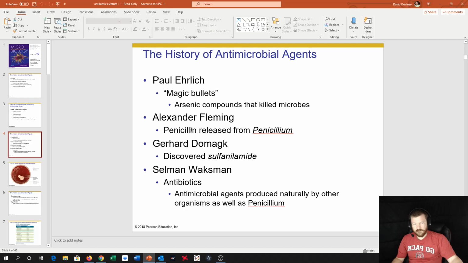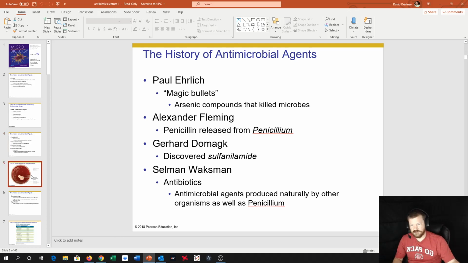Fleming was the first to notice that penicillin was released from the fungi Penicillium, and I'll show you a slide on that next. It was kind of accidental. It's what happens when you get a little contamination in the lab, but you also make really good observations. Domagk was the first one that discovered the sulfonamides as an antimicrobial agent. And then Waksman noticed that other organisms besides Penicillium also make antimicrobial agents. And typically in the microbe world, antimicrobial agents are used by the organism to help get rid of other organisms, right?